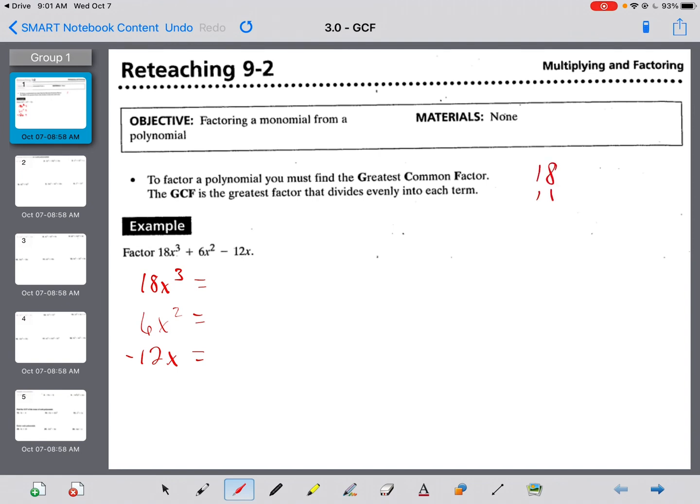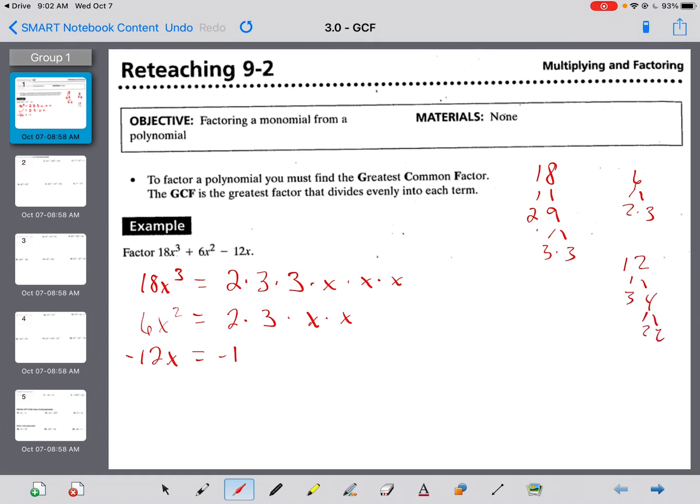Well, if we look at 18, we could say that's 2 times 9. And 9's 3 times 3. So 18 is 2 times 3 times 3, if we break it down into its prime factors. X to the third means x times x times x. 6 breaks into 2 times 3. And then x squared is 2 x's. And negative 12, well, we can throw a negative 1 out there. And now it's just 12, and 12 is 3 times 4, and 4 is 2 times 2. So 2 times 2 times 3 times, and it has 1x.